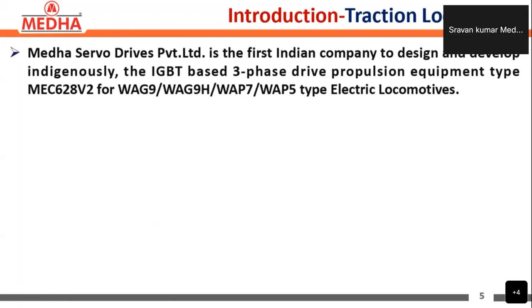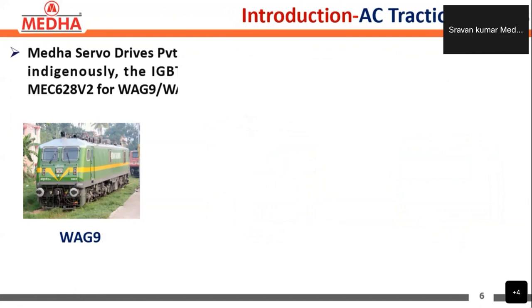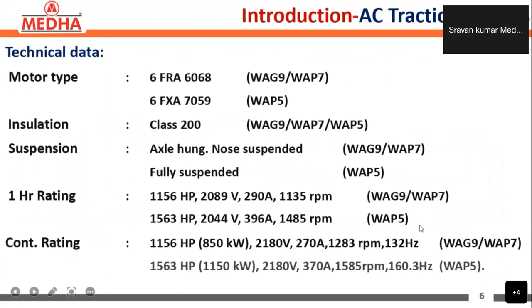Here you can see some of the features of WAG9, WAG5 and WAG7. Next, introduction to the AC traction motors. Here we are seeing the specifications of the AC traction motors, that is the induction motor, three-phase induction motor.